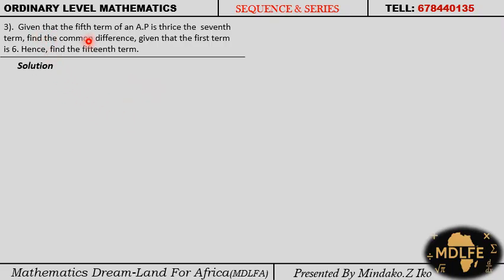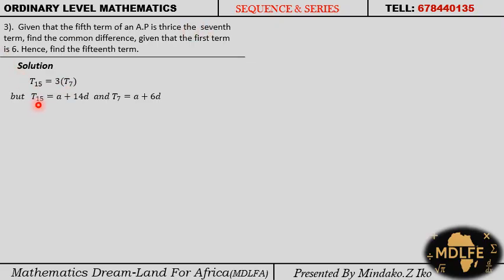Given that the fifth term of an AP is thrice the seventh term, it means that T5 is equal to 3 times T7. Sorry, here was supposed to be 15, not fifth. That is a typing error. Given that the 15th term of an AP is thrice the 7th term, it means that T15 is equal to 3 times T7, according to what the question is saying up here. Hope it is well understood.